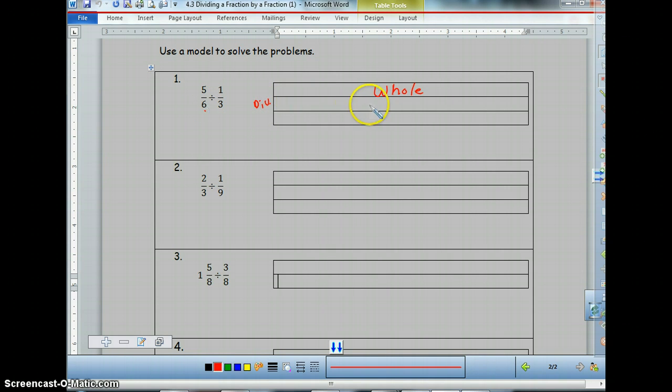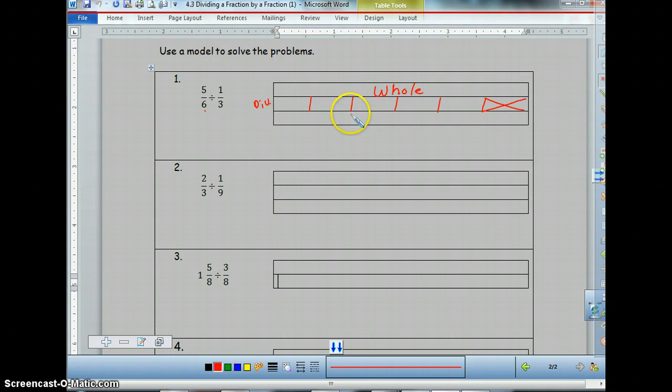So let's divide this next bar into the dividend, which is 5/6. We'll cut it in half, and then cut that into thirds, and now we have 5/6. The question is, how many thirds go into 5/6, or 5/6 divided by thirds? So this bar needs to represent thirds. But thirds, think of it as a third of the whole. So what is 1/3 of the whole?